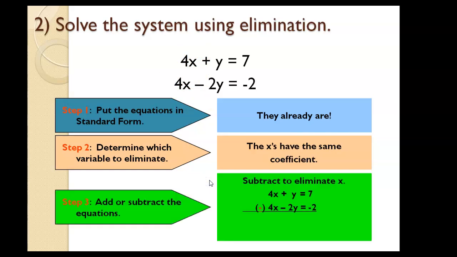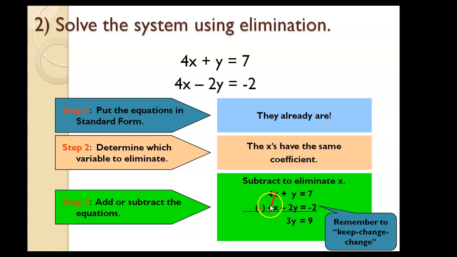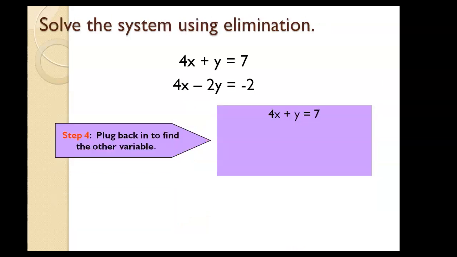But in this case, I would subtract. But be very careful. Remember, when subtracting negative numbers, you have to use the keep-change rule, because subtracting negative 2y will actually be adding 2y. And subtracting negative 2 will actually be adding 2. And in this case, y equals 3. So then when I plug it back into the equation, all I have to do is solve. And I get x equals 1.